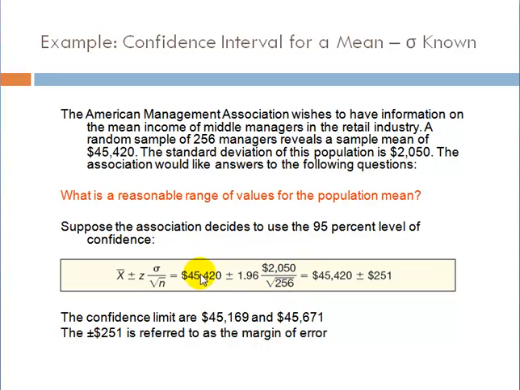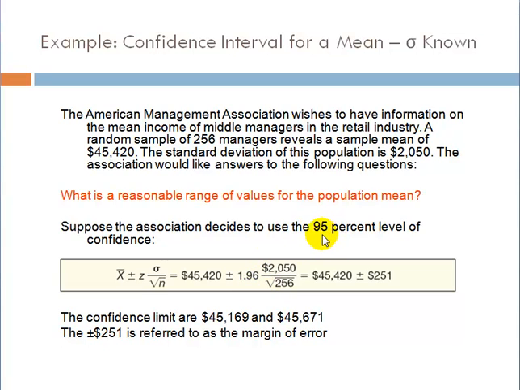This number we already know is the sample mean, that's x bar, and this number is the population standard deviation, sigma, and this number is the sample size. Here the 1.96 is the z value, the z value for the 95% level of confidence. So for the 95% level of confidence, how can we find out the z value is 1.96?